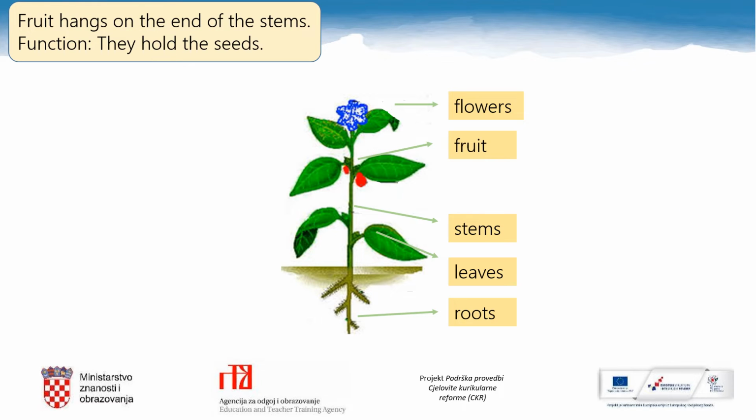The next part is the fruit. Fruit is the tasty thing. Where is the fruit on the plant? Yes, fruit hangs on the end of stems. And what does the fruit do? Well, the fruit's job is to hold the seed.